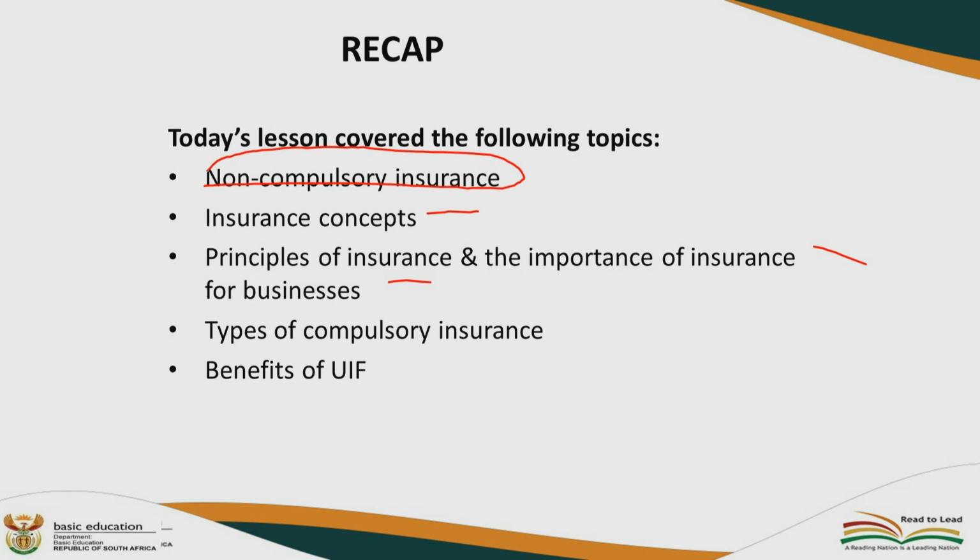Then we've done types of compulsory insurance, which we've done 3, right? We did our UIF, we did our COIDA, with all those 3. And then benefits of UIF, all the 5 types. So Lena, what I'm saying is that this brings us to the end of this lesson.